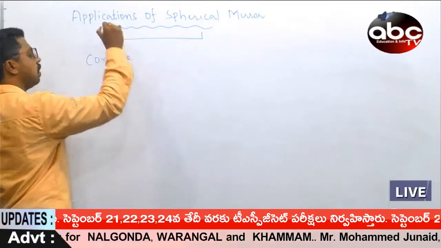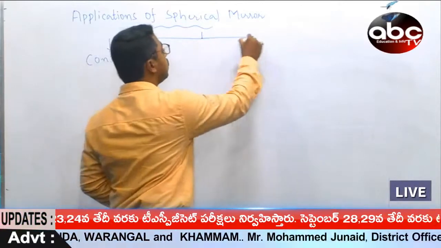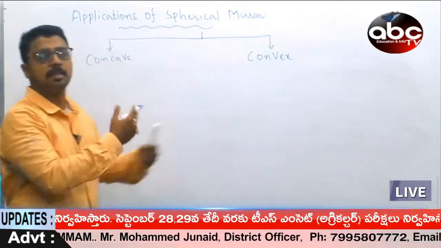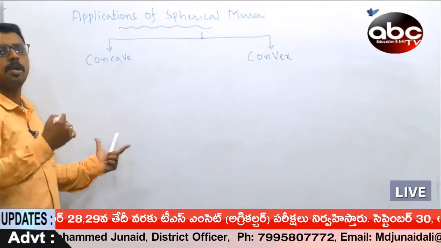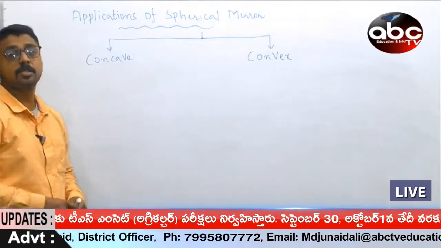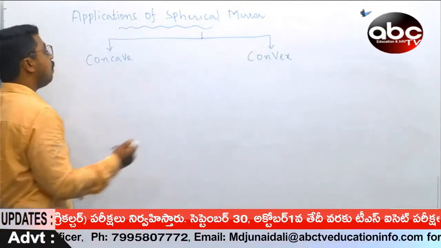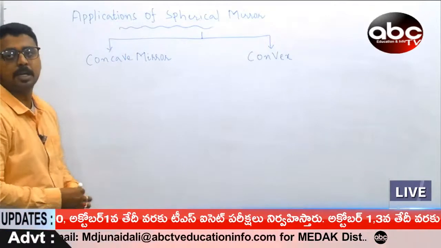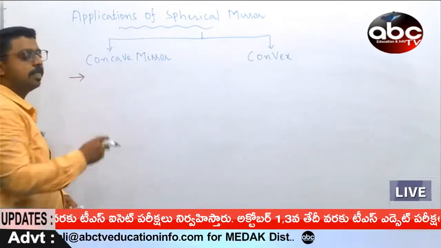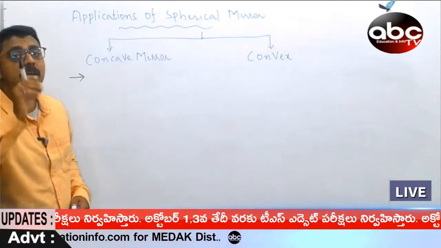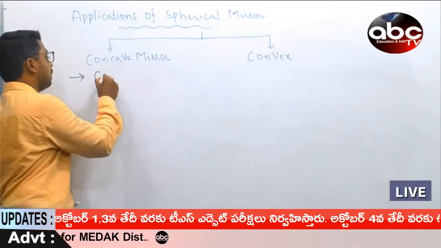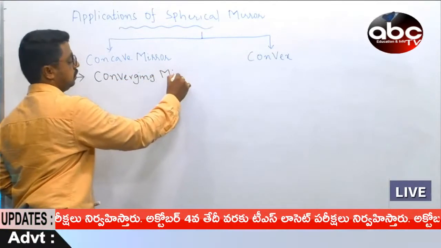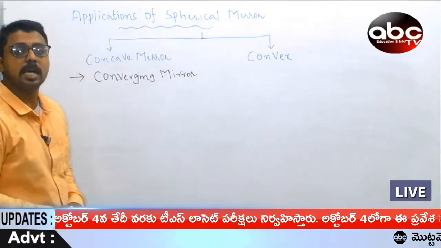The first one is the concave mirror. The second one is nothing but the convex mirror. So in between these, let us understand one topic's uses and then the second topic's uses. So point number 1, the concave mirror. The concave mirror is used firstly as a converging mirror.